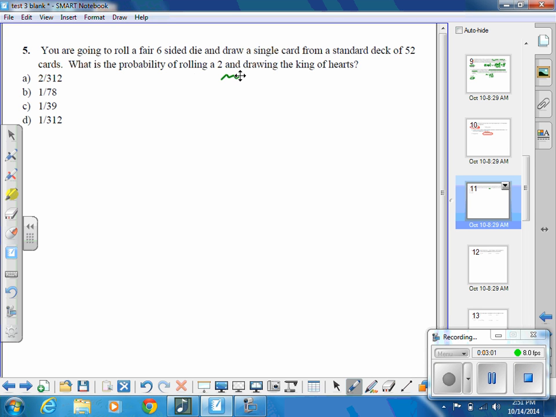So first things first, what's the probability of rolling a 2? Well, there's 1 2 out of the 6 whenever you roll a die. So I get a 1 out of 6 chance of rolling a 2, right? What is the probability of drawing the king of hearts? Well, there's only one of them in the entire deck, so 1 out of 52. And I told you I'm going to multiply these two together, which is going to give me a rather big number in the denominator, 1 out of 312, okay? So in this case, using that word "and," two separate independent events happening, you're multiplying.